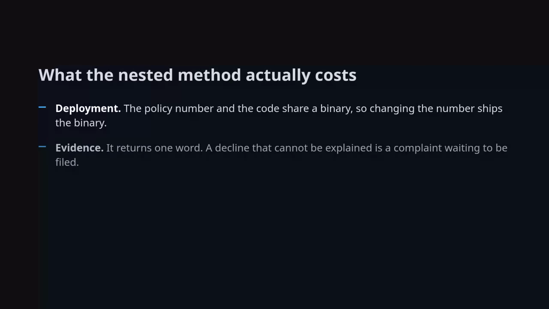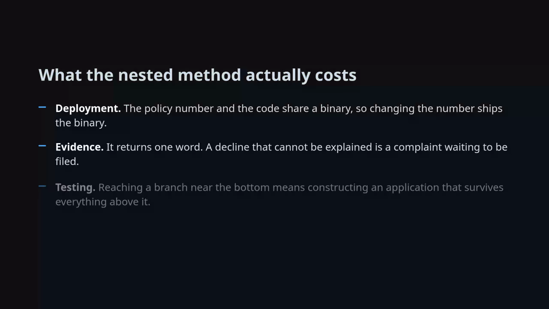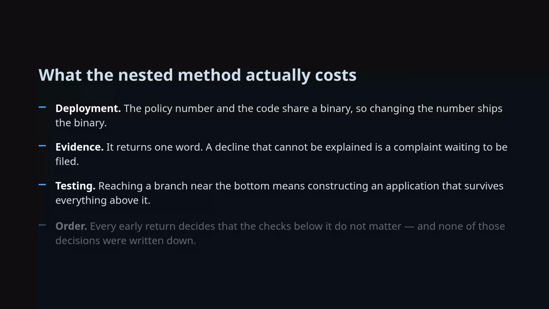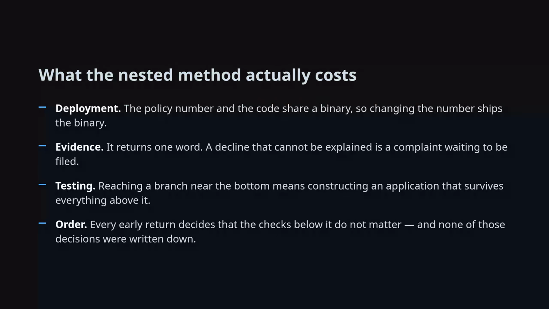The first is deployment. A policy number and the code that uses it sit in the same binary, so changing the number means shipping the binary. The second is evidence. A lender that declines an application has to be able to say why, and a method that returns one word cannot. Assembling the reason afterwards from a second pass over the same data is exactly the practice regulators object to.